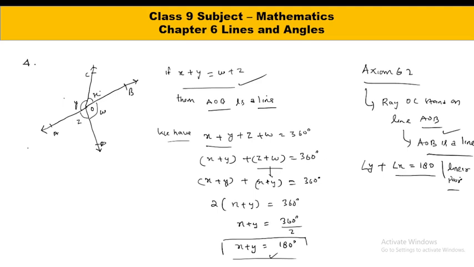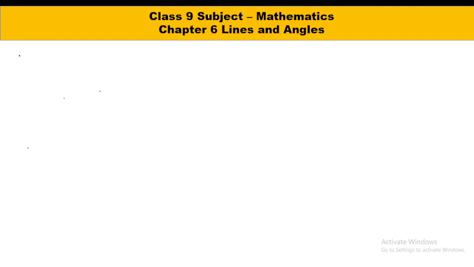Moving further in the exercise, we now have question 5. In the figure, POQ is a line, so we need to draw POQ as a straight line. Ray OR is perpendicular to line PQ. So ray OR is a ray which is perpendicular to line PQ, so here it will be 90 degrees.